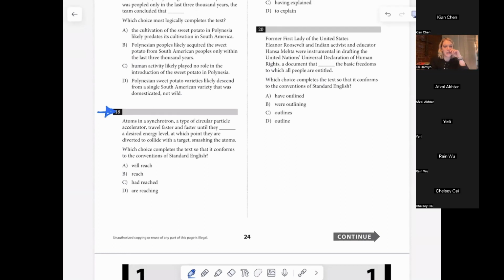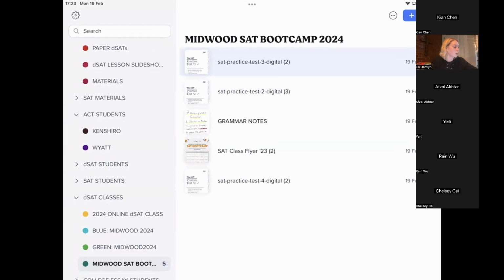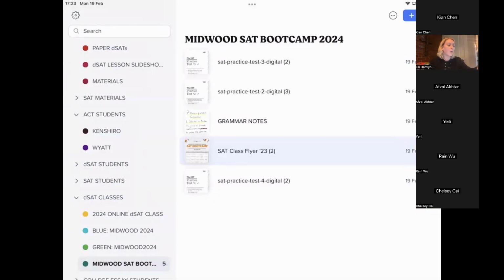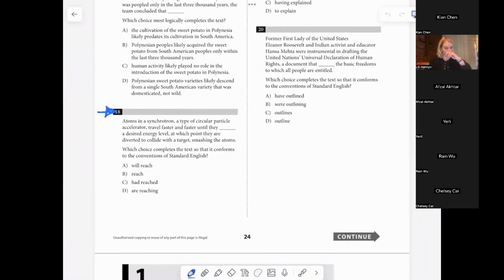Whoever just asked if there's meetings this week on command of evidence, craft and structure, and standard English conventions: the standard English conventions meeting was this morning. Yeah, grammar was this morning. And we're doing practice right now for that as well. And then also the rest of it will be, I'll show you the schedule. I think you should have all got it in your emails. So tomorrow we'll be doing words in context and then pure reading comprehension. And then Wednesday, claim data conclusion and rhetorical synthesis. And then Thursday, doing a full practice paper. Also, there will be recordings of all of these sessions made available.